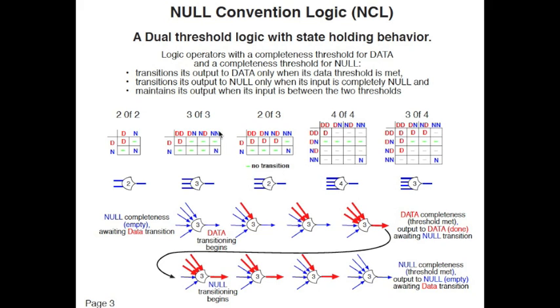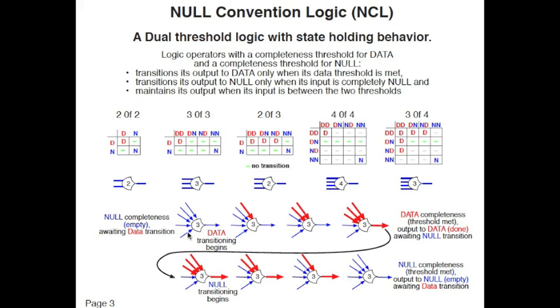This defines a 3 of 3 function. This defines a 2 of 3, the 4 of 4, and a 3 of 4. These are the graphic elements for each threshold function. This is a 3 of 4, a 4 of 4, a 2 of 3, 3 of 3, and so on. So this illustrates the behavior of a gate in the dual thresholds.